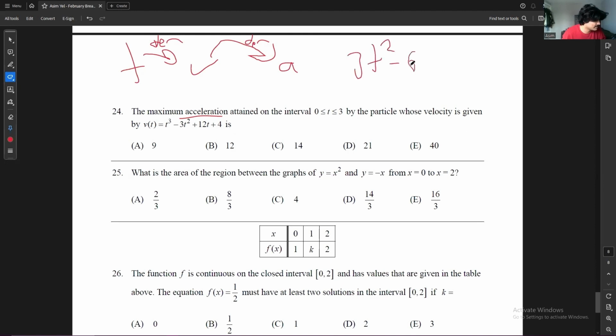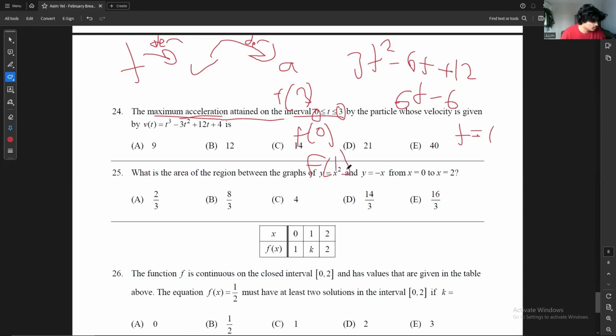3t squared minus 6t plus 12. And they're asking for the maximum value. If you want to find the maximum value, you plug in f(3) and f(0), which are your endpoints, and you take the derivative of this and make it equal to 0. After that, this could be your maximum value. We usually find our maximum values by this method. So if I take the derivative of this acceleration, I'm going to end up with 6 times (t minus 1), and t is equal to 1.